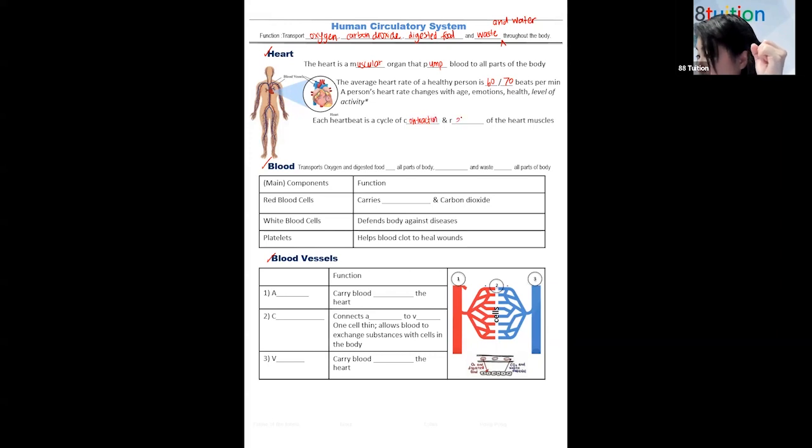Now, each heartbeat, so your heartbeat is basically one contraction and one relaxation. Each time your heart pumps, it goes like that, meaning contract, relax. This is one heartbeat, one pump of the heart. So you just copy that down first. Your heart looks like that in the picture.